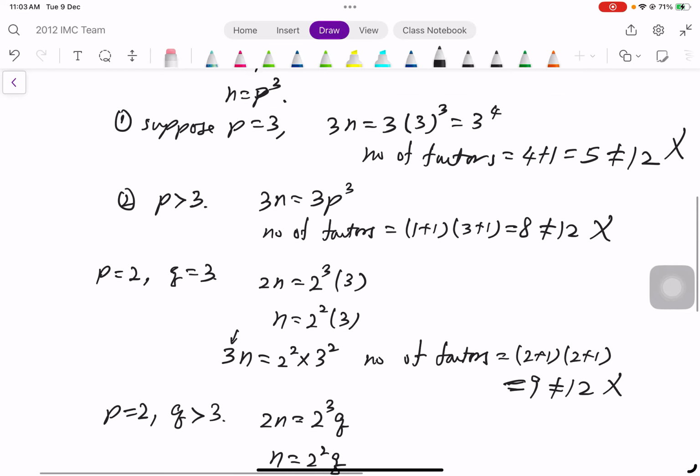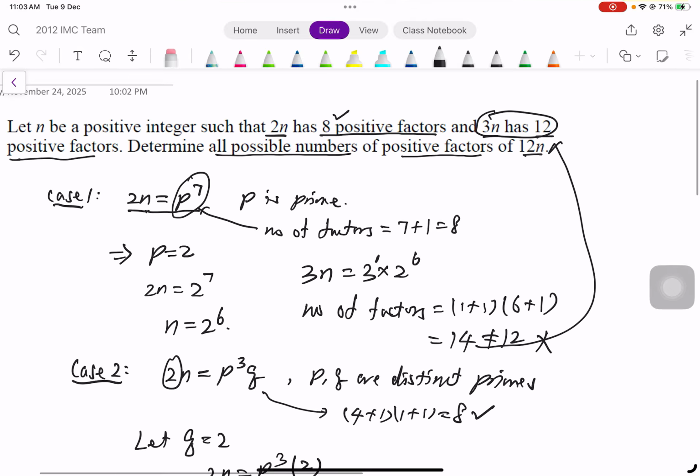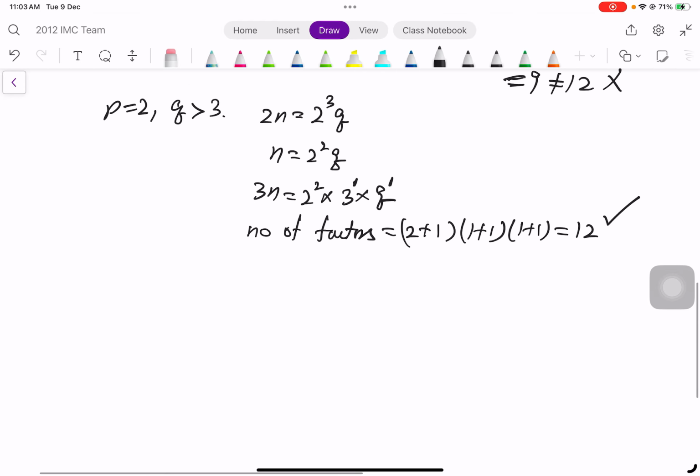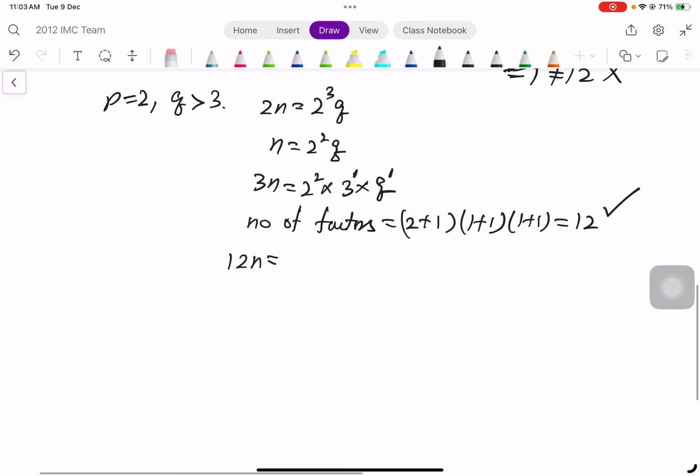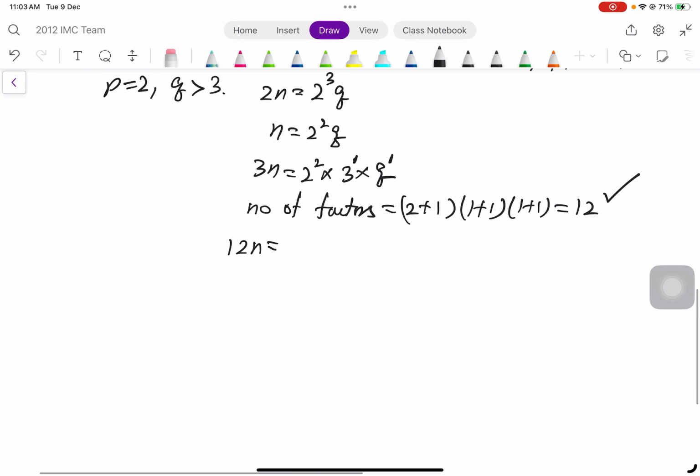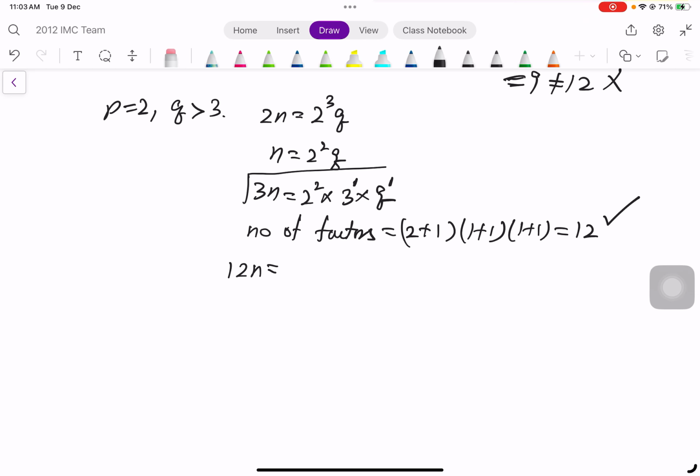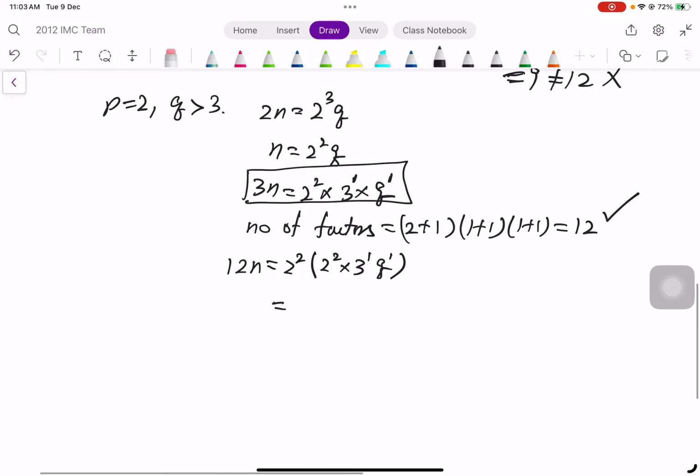If it fulfills the criteria, then I can move on to find the number of possible positive factors of 12n. Therefore, in this case, now we look at 12n. 12n will be just equal to what? Take note, 12n is actually, okay, this is actually 3n, right? It's actually 2 to the power 2 multiplied by 2 to the power 2 multiplied by 3 to the power 1 and q to the power 1. Therefore, what you get is actually 2 to the power 4 multiplied by 3 to the power 1 multiplied by q to the power 1.